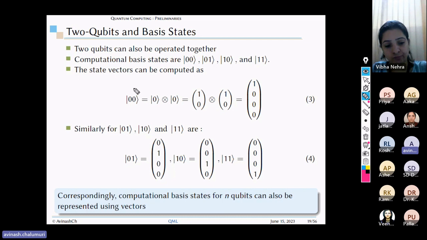Now another important gate is the CNOT gate. In order to study the CNOT gate, we need to understand what 2-qubit gates are and what the basis states of 2 qubits are. As I told, if you have 2 qubits, you can have multiple states: 00, 01, 10, and 11. How are these formed? With 2 qubits, this is the tensor product, and you get this particular state. Mathematically, this is the operation.